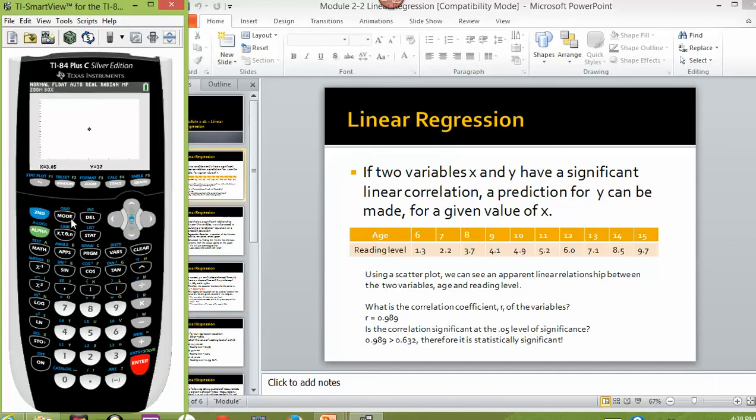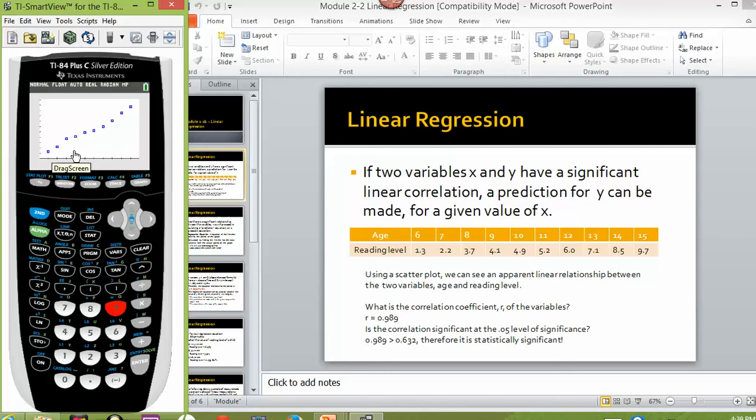Oops, I think I hit something wrong there. I think I hit enter. So I'm going to try that again. Oh yeah, we want to go to zoom, and then choice number 9. There we have it. So we see a very strong linear relationship, though it's obviously not a perfect linear relationship. But we can visualize a line there.